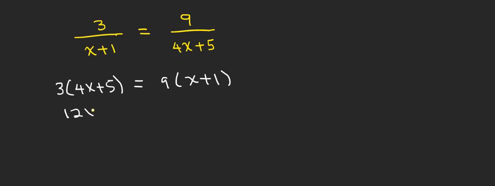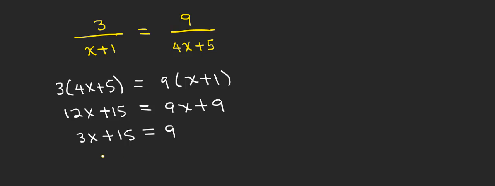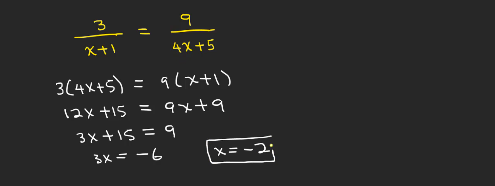You get 12x plus 15 equals 9x plus 9. Subtract 9x from both sides, you get 3x plus 15 equals 9. And 3x equals negative 6. Therefore, x is equal to negative 2. Now, the only thing you need to be careful about is when you plug in negative 2 for x, the denominator cannot go to 0. So be careful with that. In this case, this is fine. So that will be the solution.